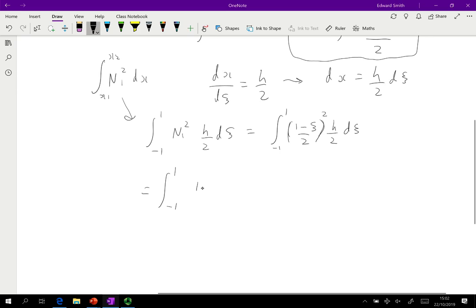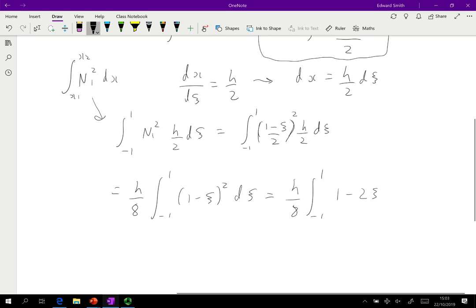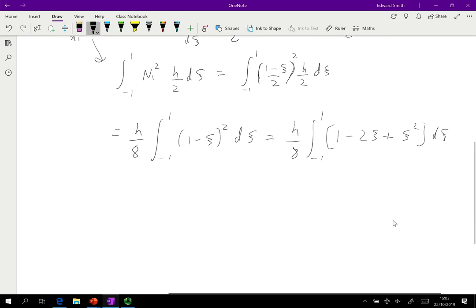So let's collect together. We end up with h over 8, because we have the square of 2 over here and h over 2, and we take that all outside the integral because it's a constant. And so what we have instead is the integral of (1 minus psi) squared d psi. Then we can just expand that out, and that gives us 1 minus 2 psi plus psi squared, d psi. Did I make a mistake? I think that's okay, right? So we just multiplied that out, and then we simply integrate.